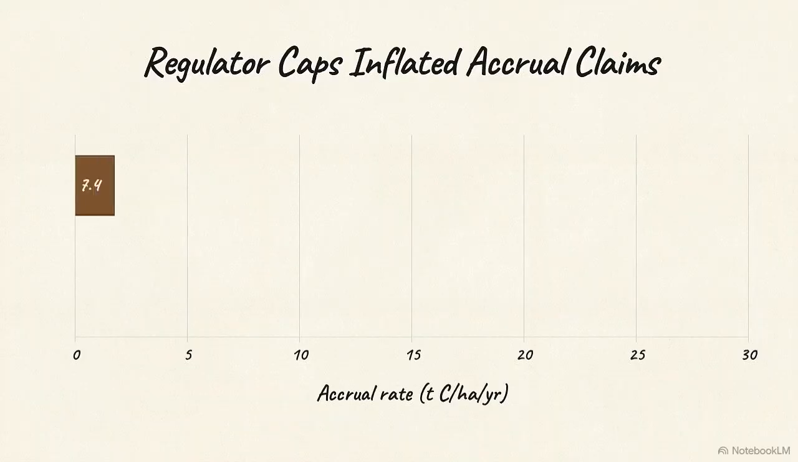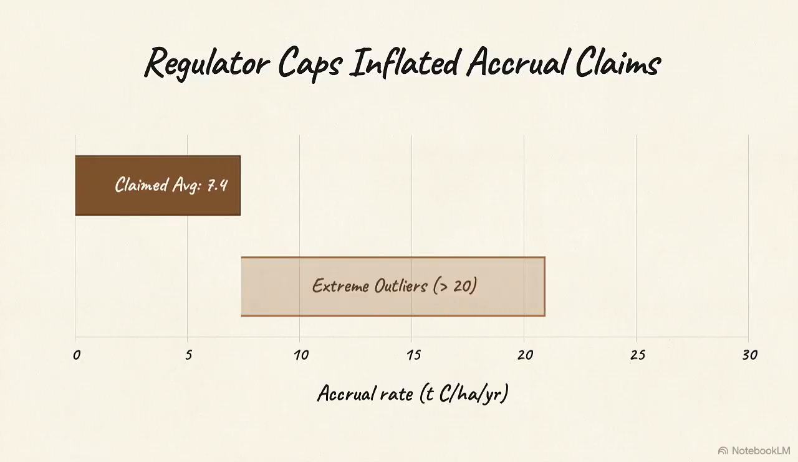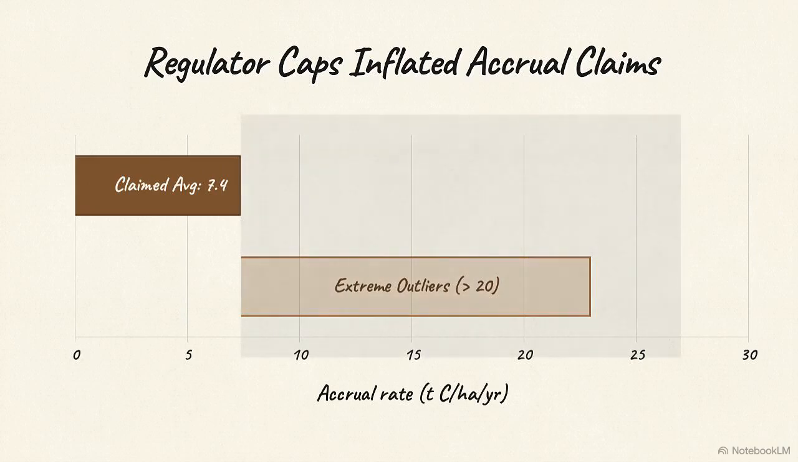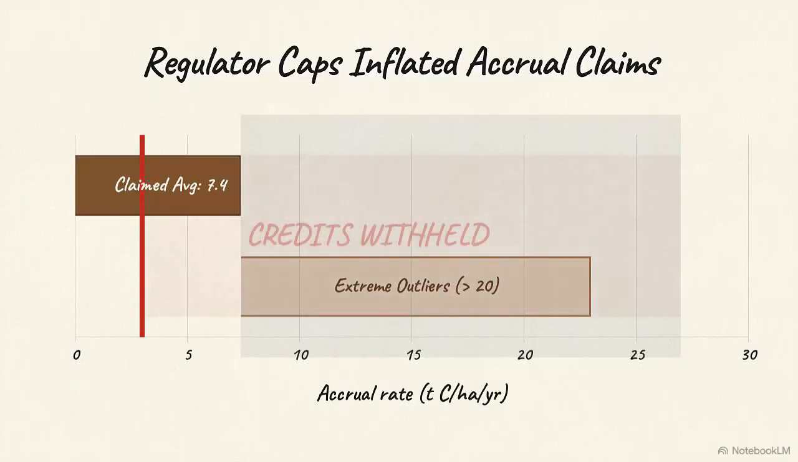Developers claimed an average undiscounted accrual rate of 7.4, with extreme outliers claiming rates well above 20. But peer-reviewed scientific literature doesn't support soil carbon accruing at these speeds. The regulator's response was a surgical intervention, a conservatism ceiling capping crediting at 3.0.